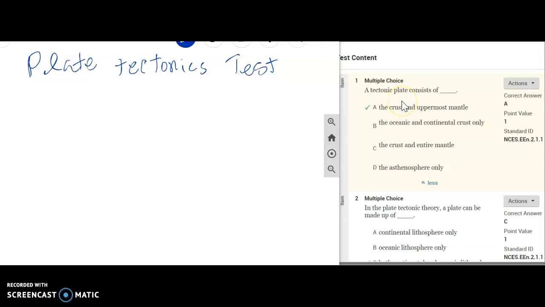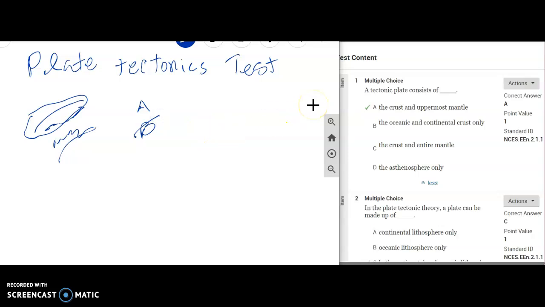And if you look at your answer choices, A is the crust and the uppermost mantle. Now, if you're looking at your layers of the earth, you have your crust and then you have your mantle. You've got two layers of the mantle. Here's one layer, here's another layer. And it's right here where you're going to have your tectonic plate. The B is oceanic and continental crust. Those are two different types of crust. It's definitely not B.